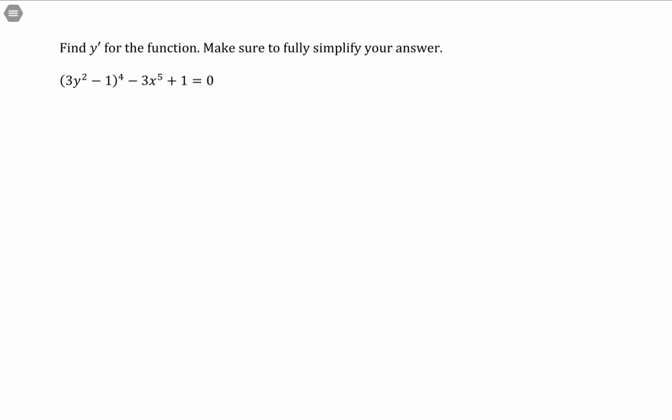Find y prime for the function. Make sure to fully simplify your answer.